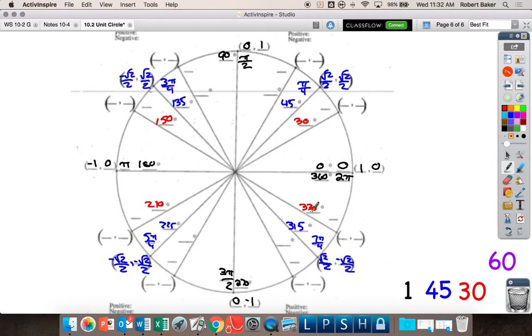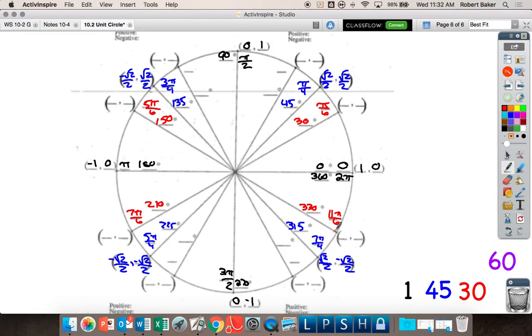Now we count by radians. We're counting by pi over 6s. So 1 pi over 6, 2 pi over 6, 3 pi over 6, which is pi over 2, 4 pi over 6, 5 pi over 6, 6 pi over 6, which is 180, 7 pi over 6, 8 pi over 6, 9 pi over 6, which is 3 pi over 2, 10 pi over 6, 11 pi over 6.